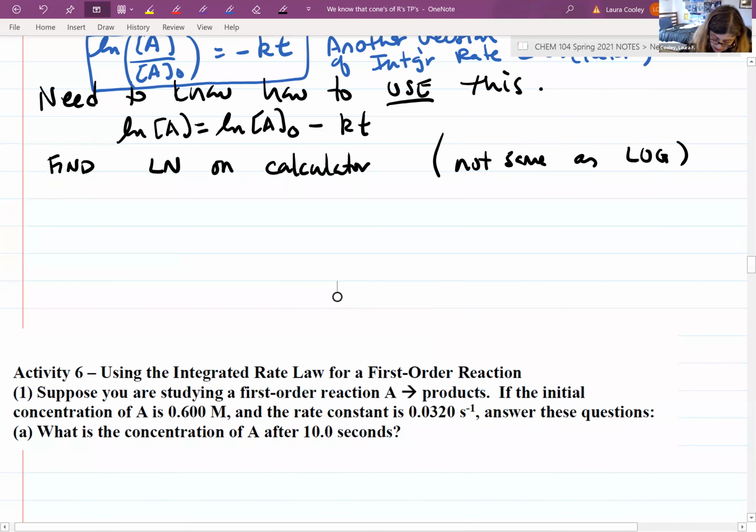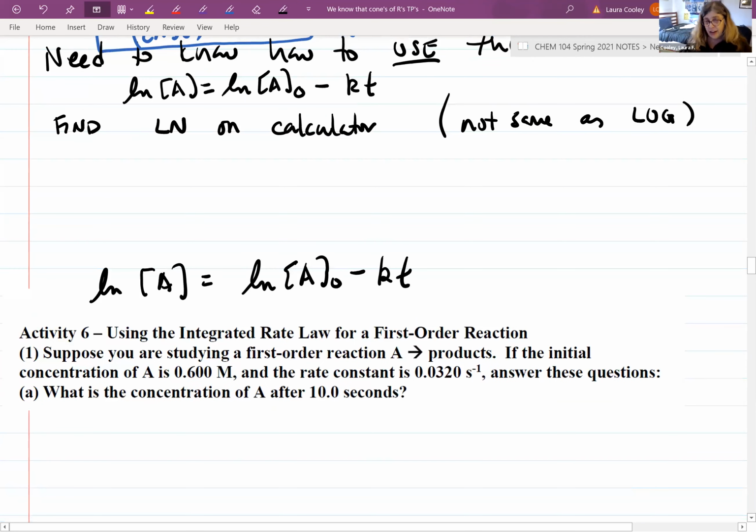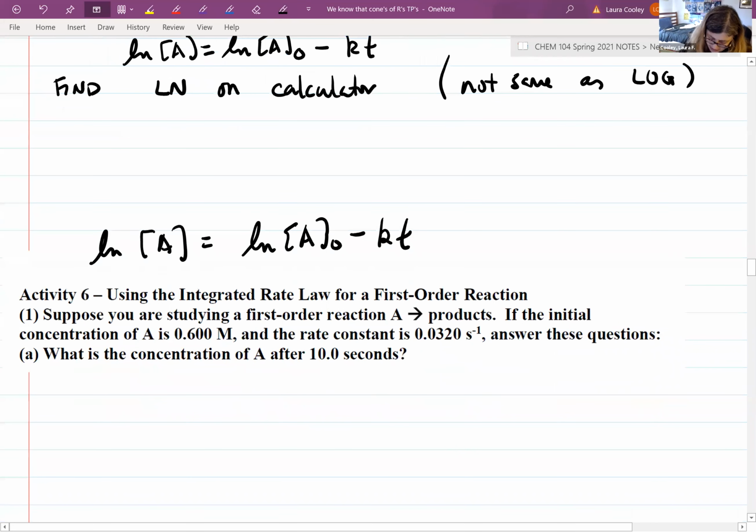Okay, so here's activity 6. I'm just going to write this: log of A equals log of A0. I call it log. I don't say natural log every time, but if it's ln, it's a natural log. Later on in the semester, when we do pH, we'll do plenty of base 10 logs. Okay, so supposing you're studying a first order reaction, A goes to products. And the initial concentration of A is 6 molar, and this is the rate constant.